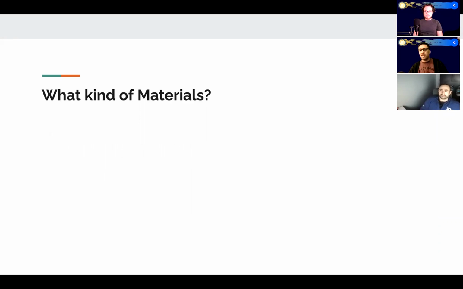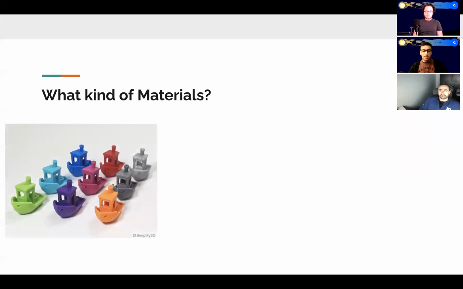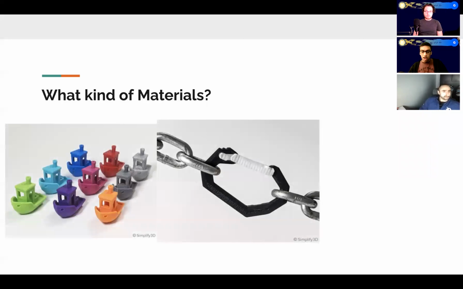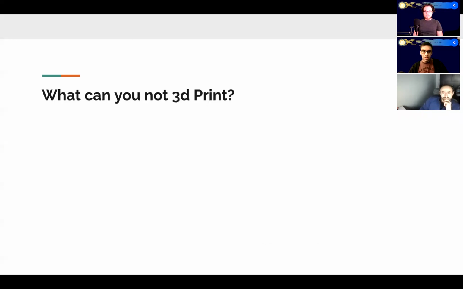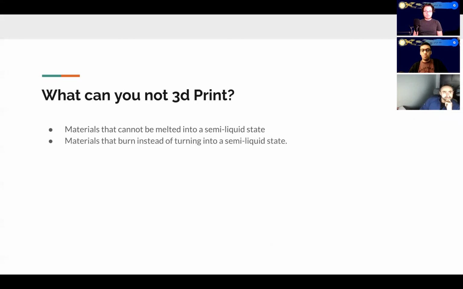So what kind of materials can the 3D printer print? You've got PLA, simple plastic, you've got polycarbonate, and you've got wood. So what can you not 3D print? You cannot 3D print materials that cannot be melted into a semi-liquid state. You cannot print materials that burn instead of turning into a semi-liquid state.